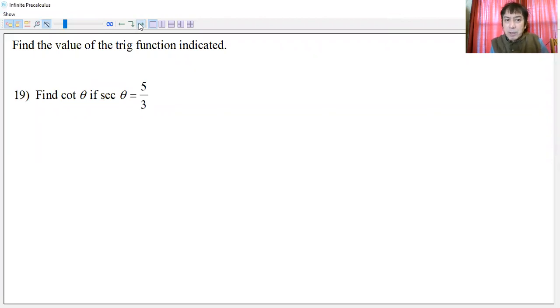Find the cotangent theta if secant theta is equal to 5 over 3. We shall start with the triangle. This is again the 3, 4, 5. This looks like the 3, 4, 5, and so this is our right triangle.